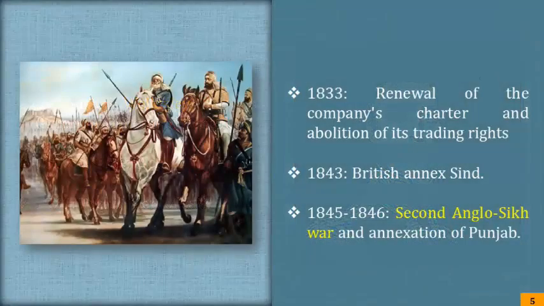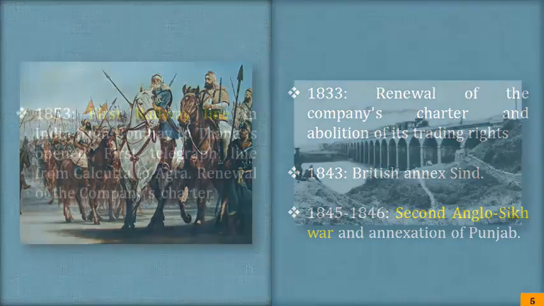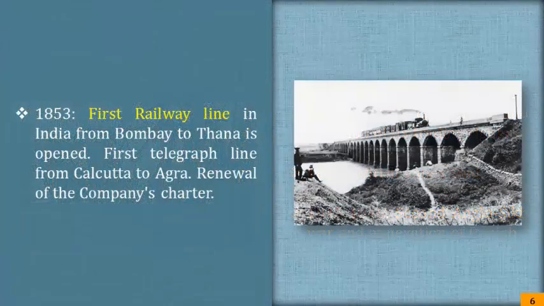1833. Renewal of the company's charter and abolition of its trading rights. 1843. British annex Sindh. 1845 to 1846. Second Anglo-Sikh War and annexation of Punjab. 1853. First railway line in India from Bombay to Thana is opened. First telegraph line from Calcutta to Agra. Renewal of the company's charter.